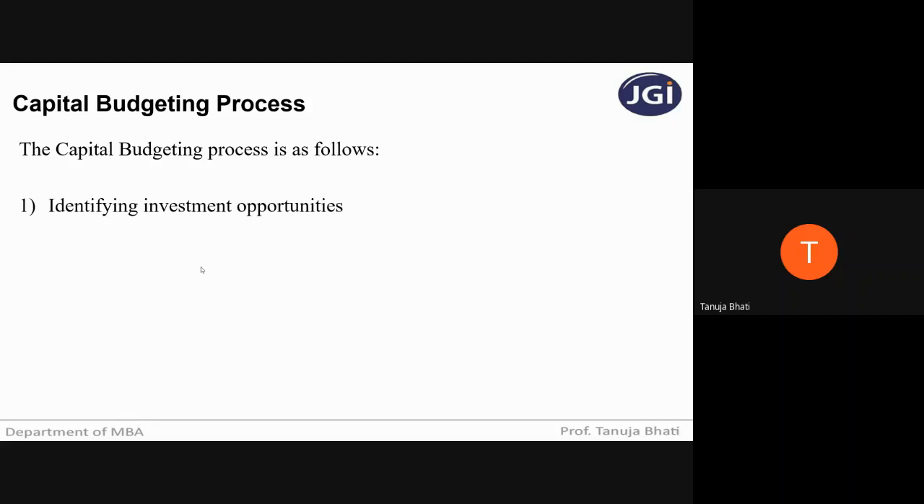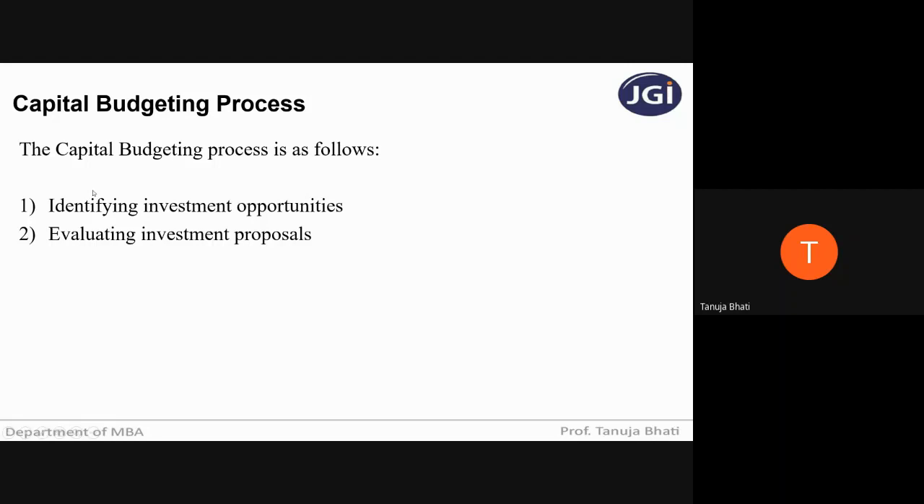For example, a company finds two new products, and it is planning to add them to its product line. So if the company is already selling a particular product and it finds two new products it can add to its product line, this is nothing but identifying investment opportunities. It can be anything, students, from expansion to acquisition to modernization to replacement to purchase of a new asset to adding some product in the product line. Next, evaluating the investment proposals.